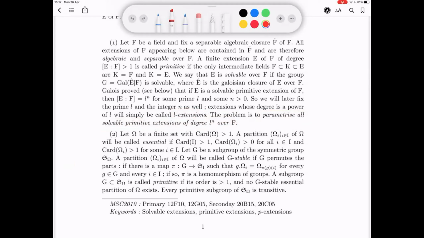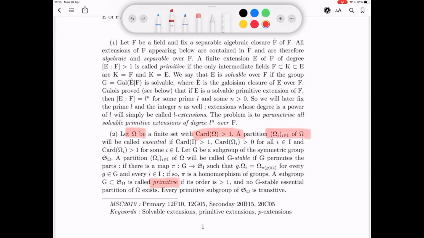Now there's this notion of a primitive subgroup of a permutation group. What is that? So let's look at the group of permutations of a finite set omega. So omega is any finite set. Everything is trivial if omega is empty or has only one element. So let's assume that it has at least two elements, two elements or more.